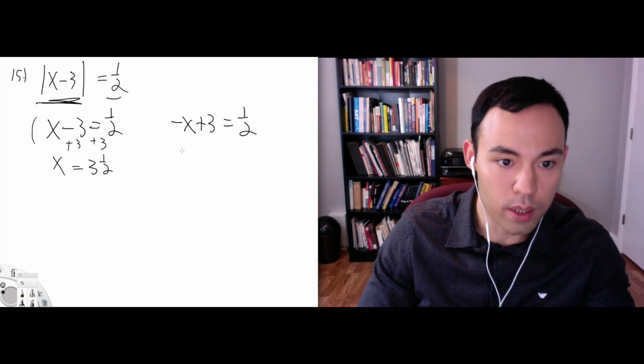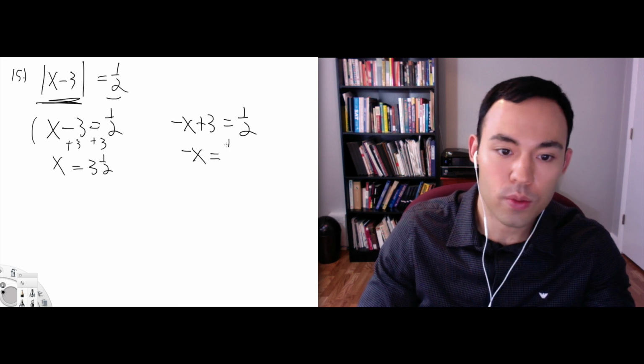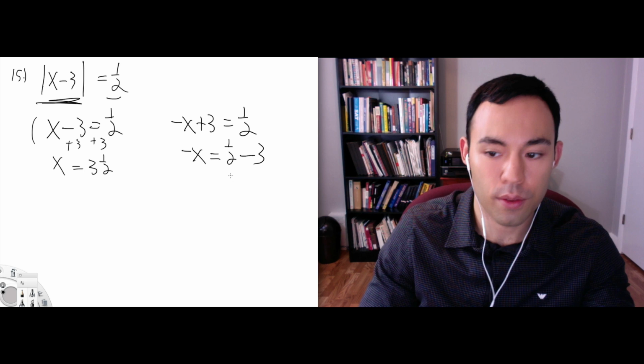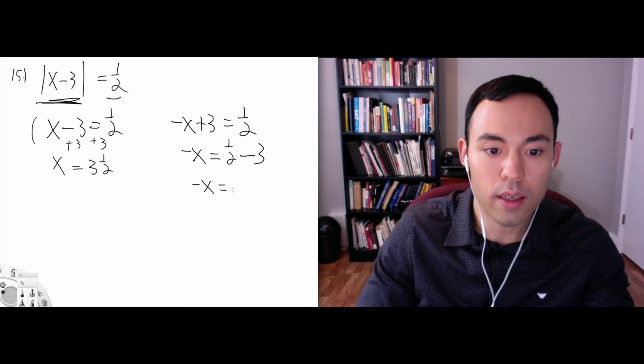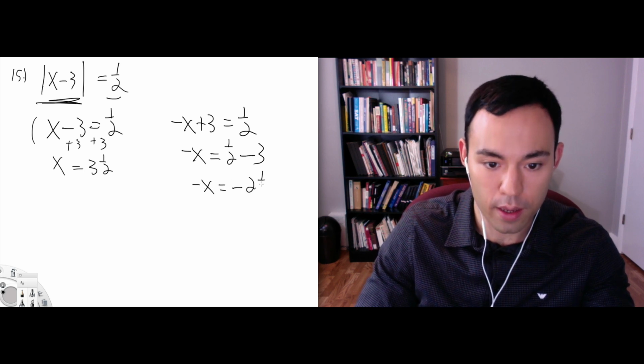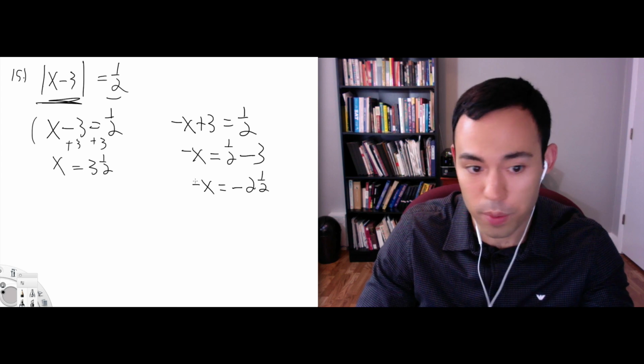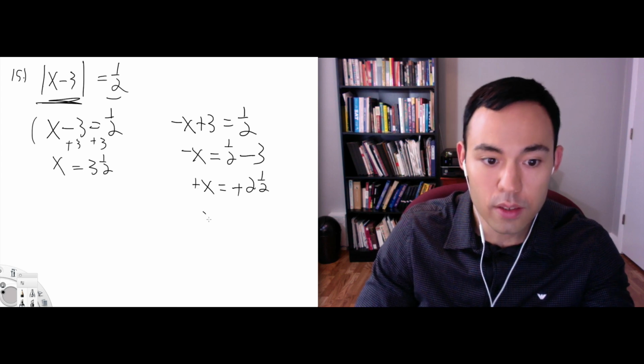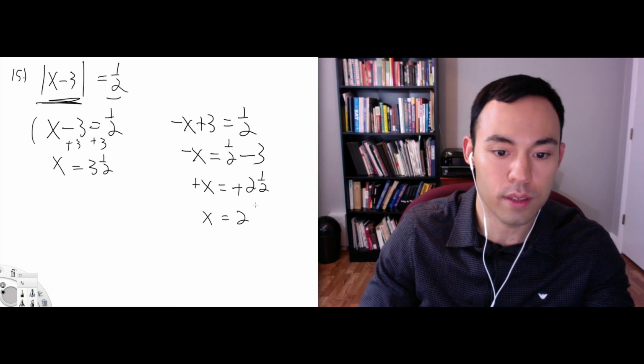Let's go over here. Now we got a negative x. Now what is a half minus 3? We're going to get a negative 2.5. But then we need to multiply both sides by negative 1. So the least value that this thing can be is 2.5.